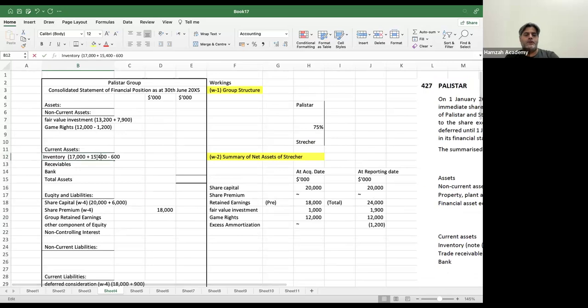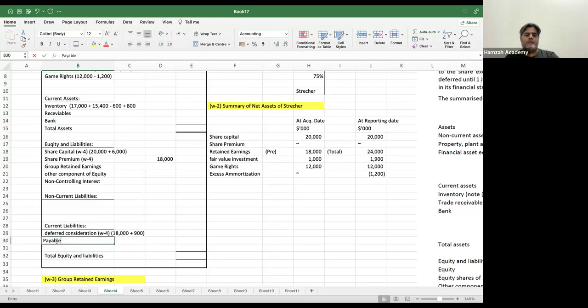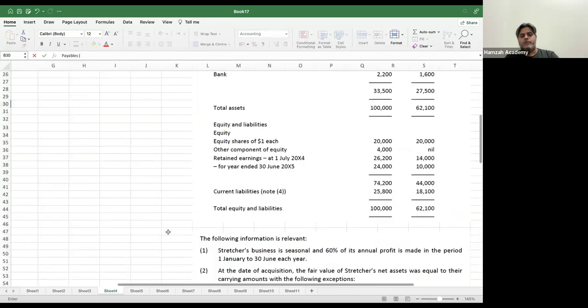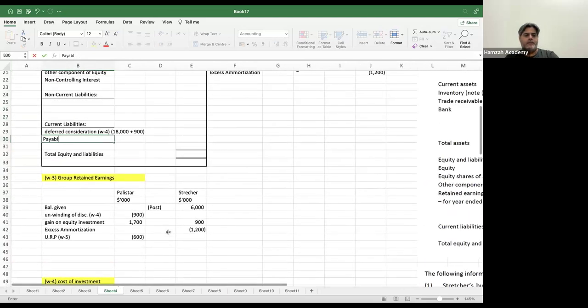So first I am going to add 800 over here. Payables, current liabilities, balance given. Okay, so I'll say the balance given.